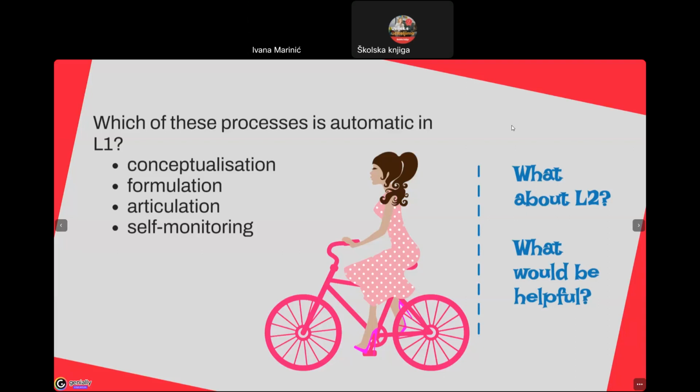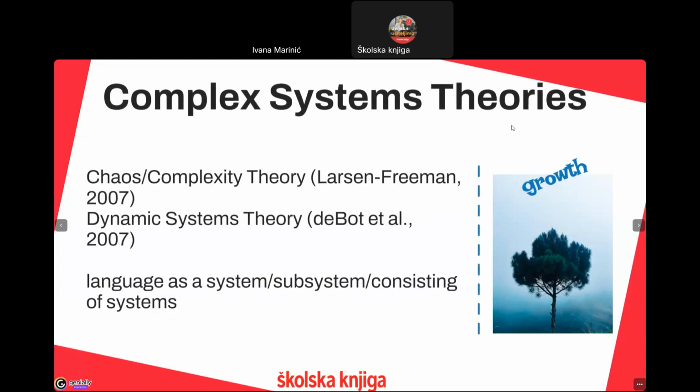I don't think that any of these is necessarily automatic, especially at early stages of learning. Later on, they become automatic, or we see that some processes of formulation and articulation are automatic for some students who are very proficient, but basically those who are not struggle with everything. So second language is quite different from the first language. And I know that not because of English, but because of my German.